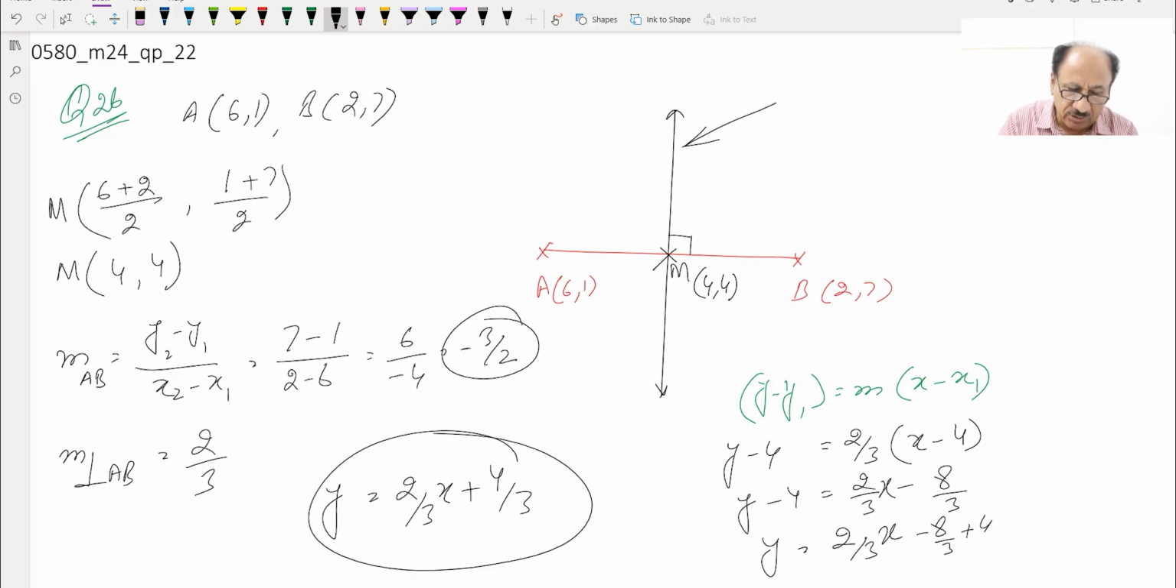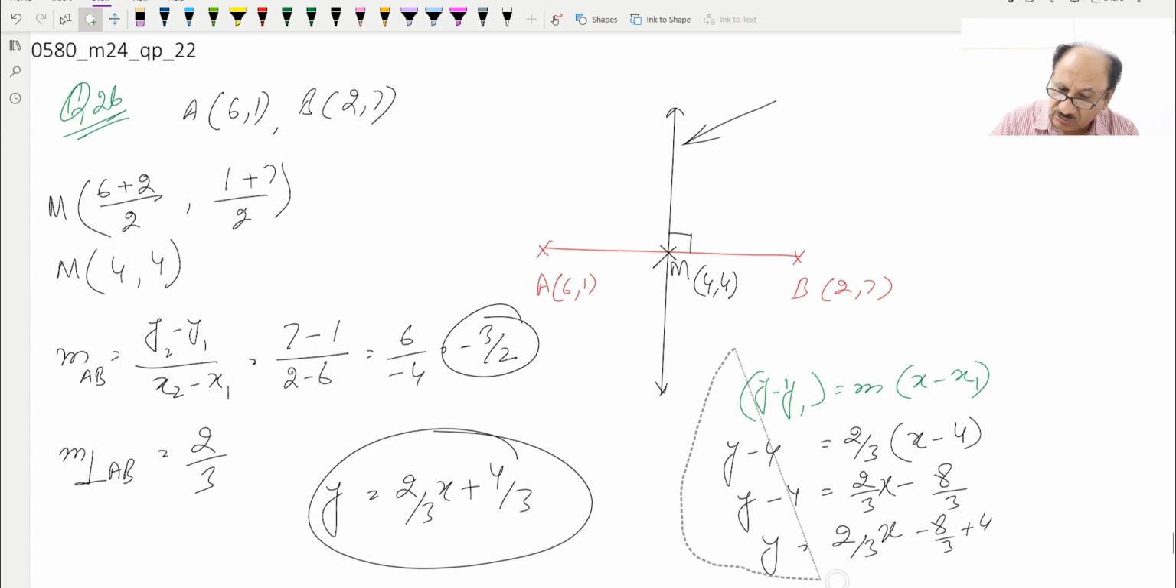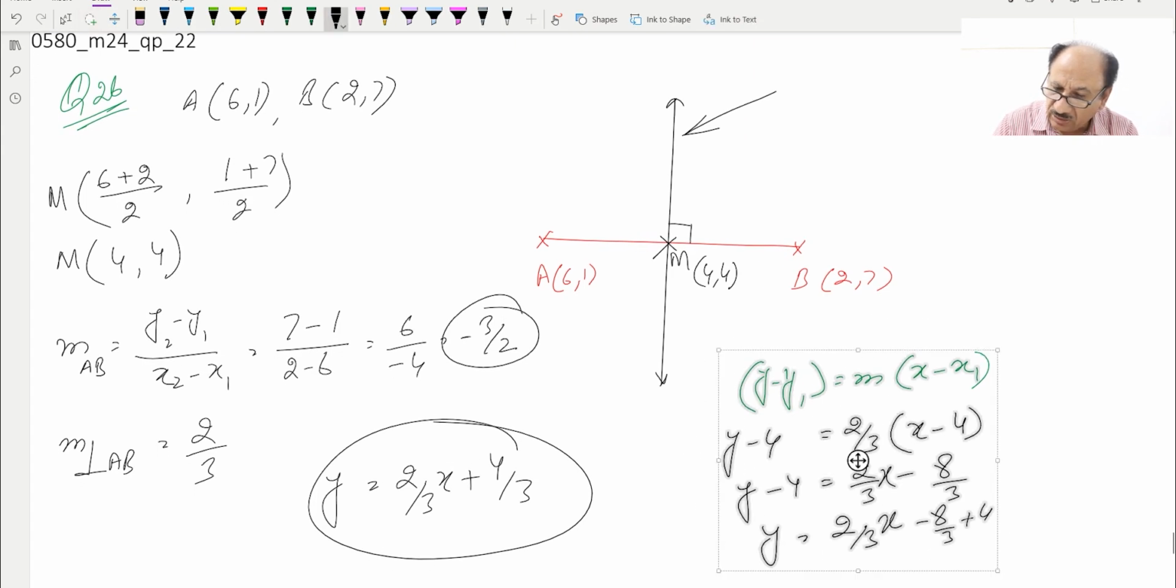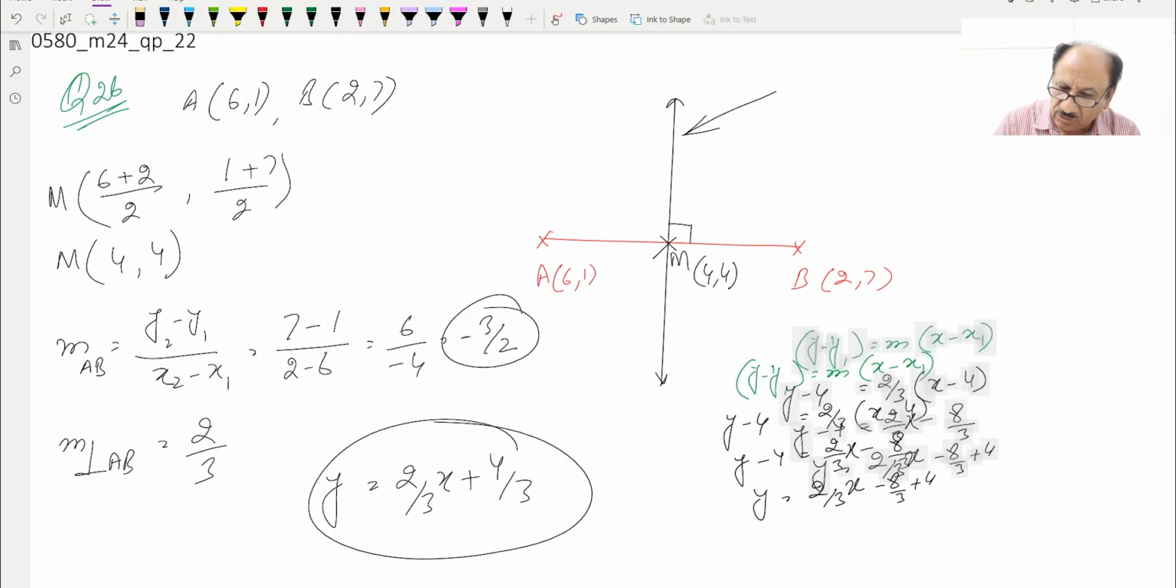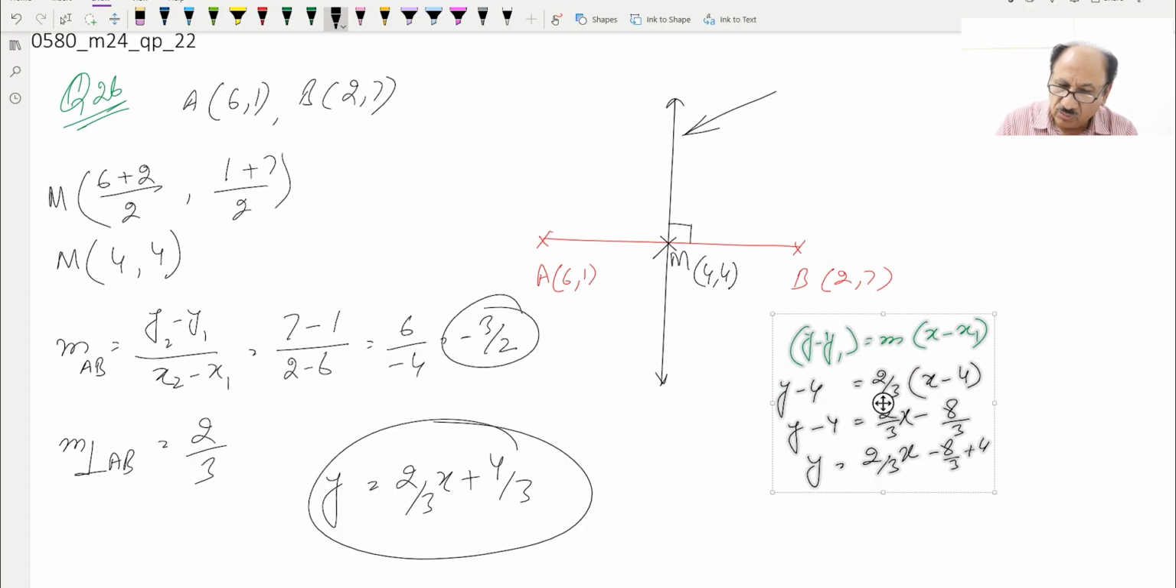This will be the equation, and keep in mind this is a 5-mark question. It was easy if you know the rules and how to apply those rules. Equation of perpendicular questions are coming, and equation of parallel lines are also coming, so you need to follow that. This is basically a 5-mark question.